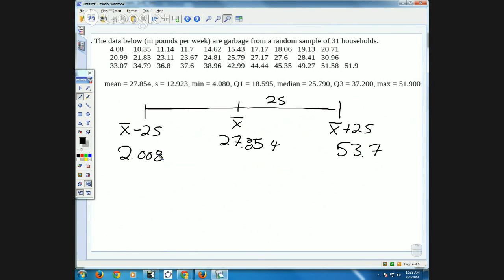Okay, so is there any number below 2 in my list? No. Is there any number above 53? Okay, so there's no outliers this way either. No outliers either way. And you never know. Sometimes one will hit some outliers and the other won't. Sometimes both of them do, sometimes neither do. So no outliers here. Every data set's unique.